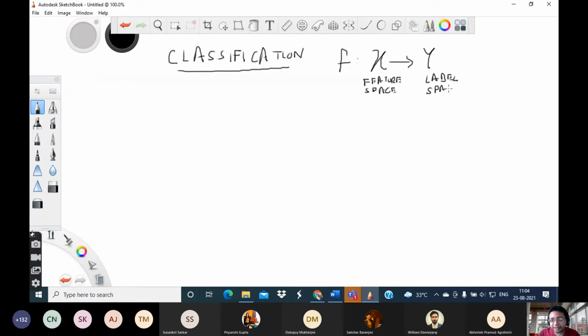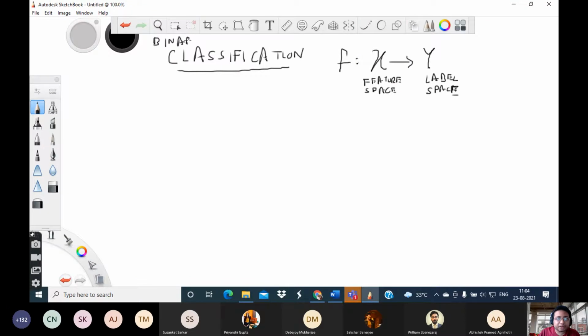And this label space, in case of a classification problem, is a discrete space. It can be binary, that is to say 0, 1 or minus 1, 1, or it can be the usual discrete values also. Okay, now, let us start off with the simplest case of binary classification.